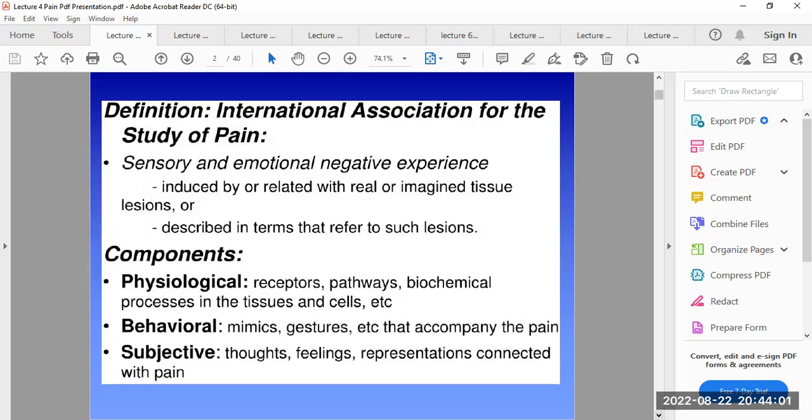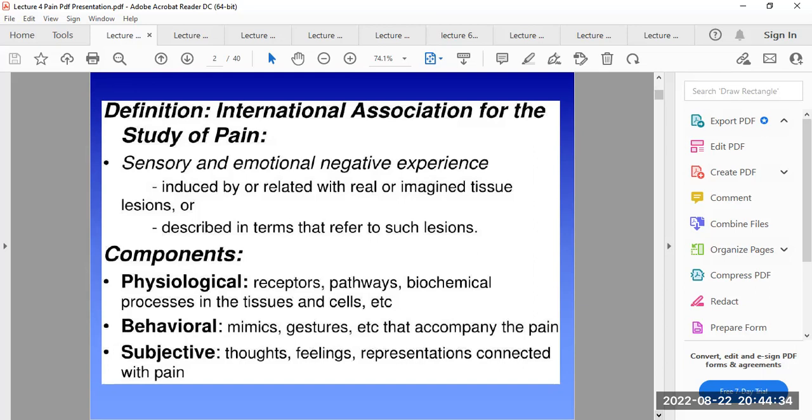Trying to define pain, the definition from the International Association for the Study of Pain: it's a sensory and emotional negative experience induced by or related to real or imagined tissue lesions, or described in terms that refer to such lesions. All right, that's projecting something that is more sensory or related to an emotional negative experience. That is not a nice experience.